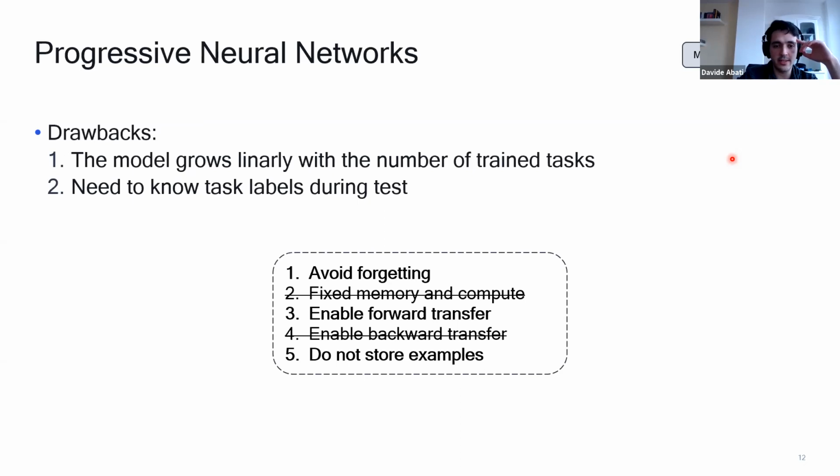So in terms of desiderata, this avoids forgetting. This enables forward transfer via lateral connections. This doesn't store examples. However, it doesn't have fixed memory or compute, for obvious reasons. And it doesn't enable backward transfer because the weights in the past columns are fixed. So if we revisit one task, for instance, if task 4 is equal to task 1, that will be treated as a completely new task, right? All right, so this was just to mention the model-growing family.